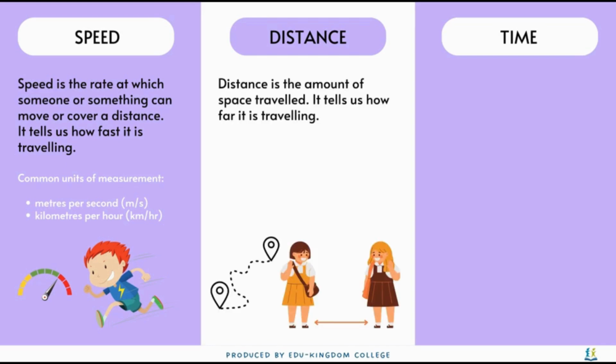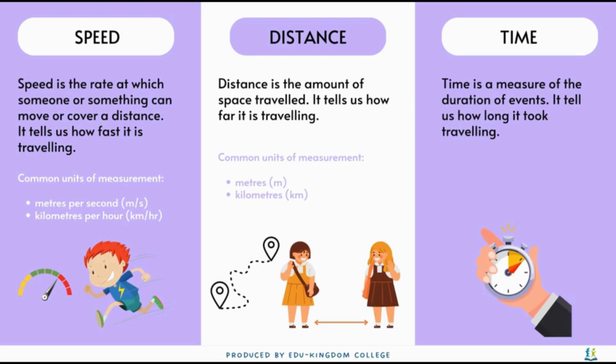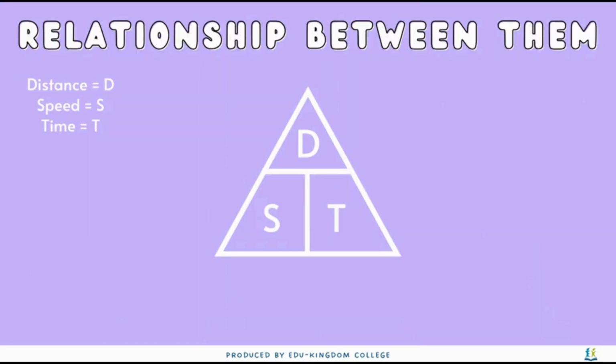Distance is the amount of space traveled. It tells us how far it is traveling. The common units of measurement are meters and kilometers. Time is a measurement of duration of an event. It tells us how long it took traveling. The common units of measurement for time are seconds, minutes, and hours.